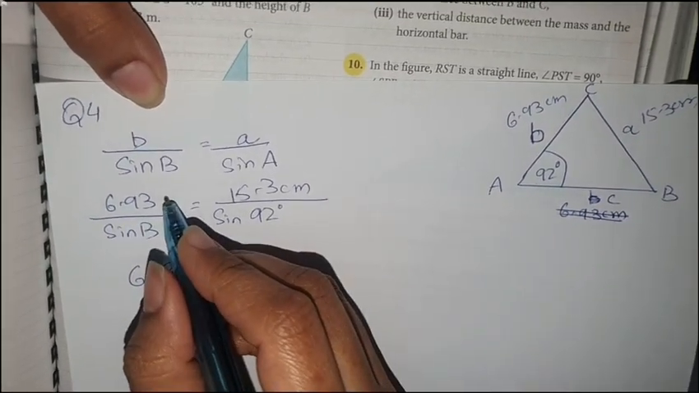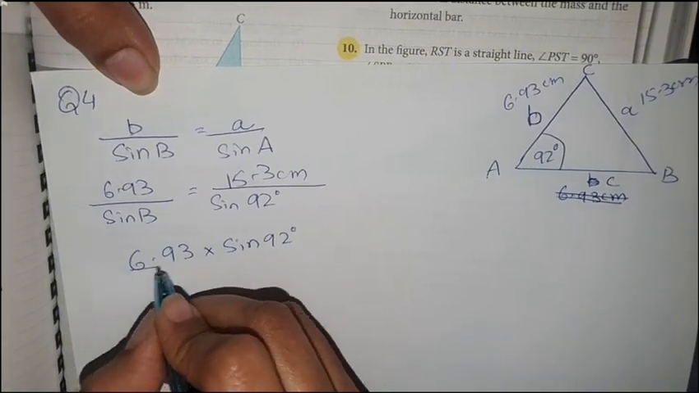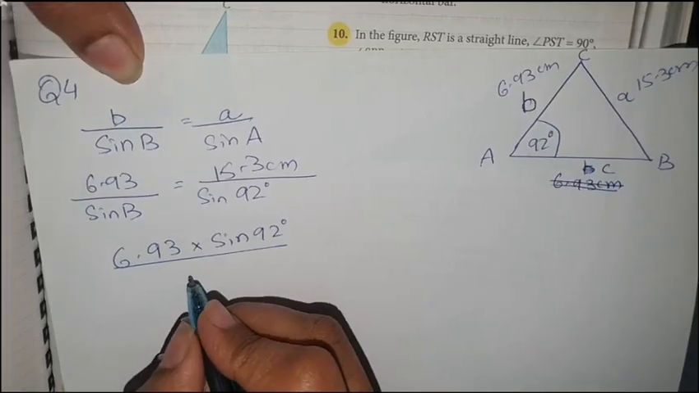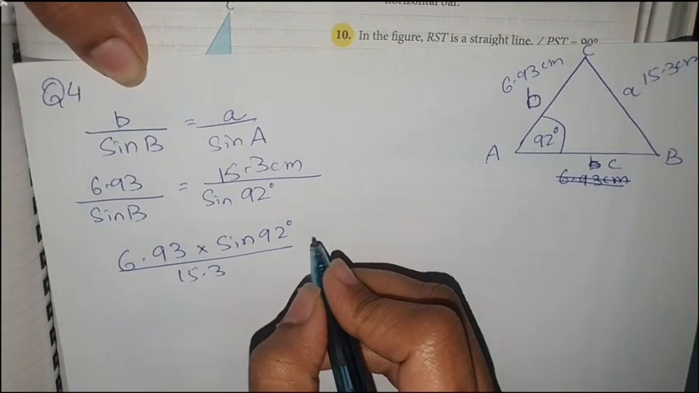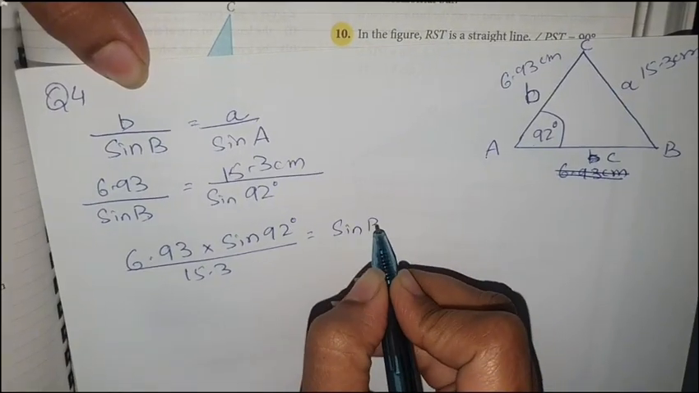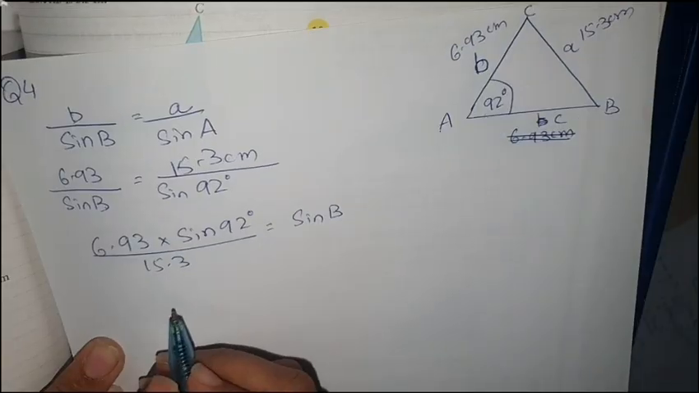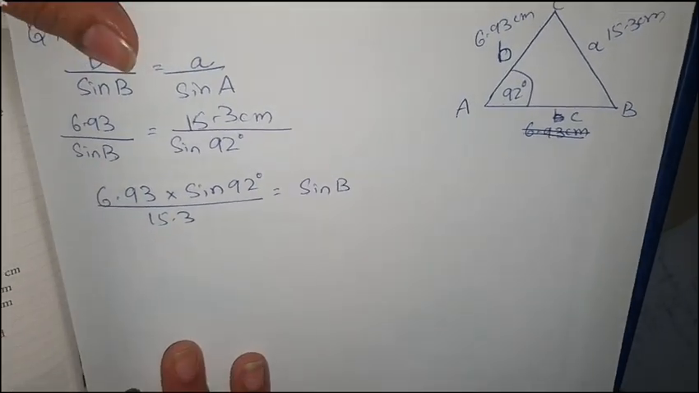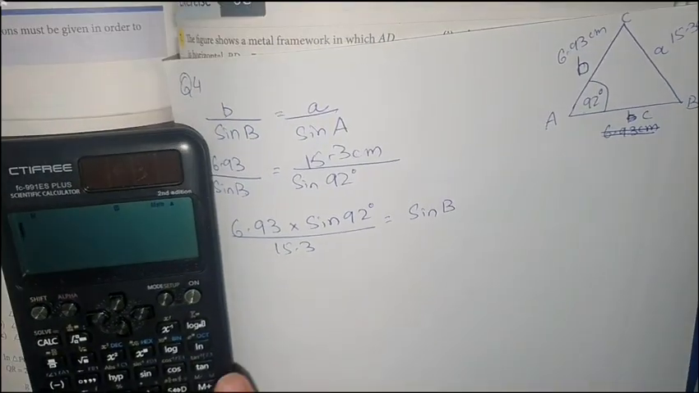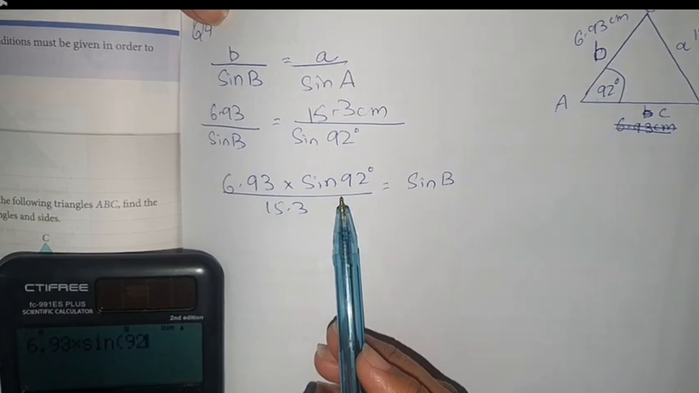Sine 92 degrees is dividing over here. If I shift on this side, it would be multiplying. So sine 92 degrees upon 15.3 centimeters is multiplying over here in the numerator. If we shift on this side, 15.3 would be dividing, and sine B is dividing over here. We have to make it the subject. If we shift on this side, it comes in the numerator. So this is the equation. Now see how we can solve it. First of all, take out the answer of this. So put the values in the calculator and solve.